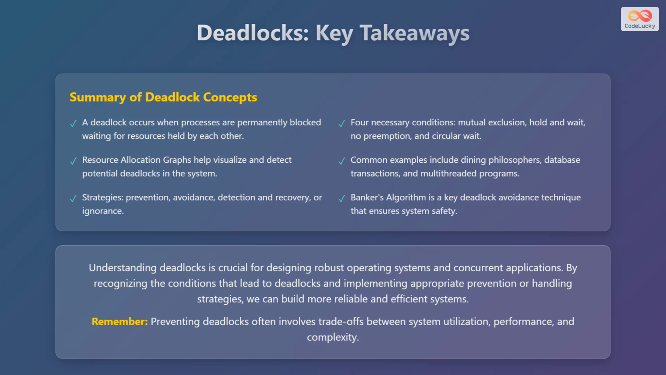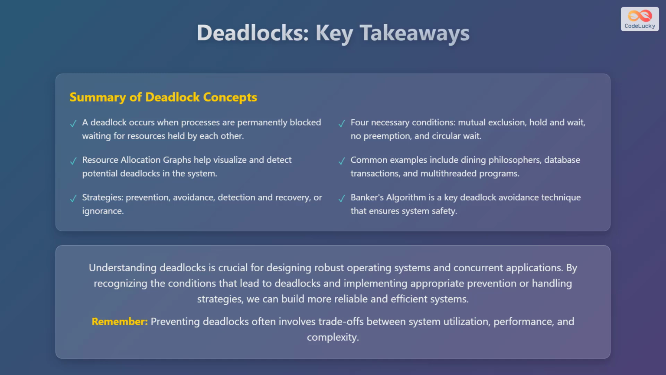Here is a summary of deadlock concepts. A deadlock occurs when processes are permanently blocked waiting for resources held by each other. There are 4 necessary conditions: mutual exclusion, hold and wait, no preemption, and circular wait. Resource allocation graphs help visualize and detect potential deadlocks in the system. Common examples include Dining Philosophers, database transactions, and multi-threaded programs. The strategies are prevention, avoidance, detection and recovery, or ignorance.